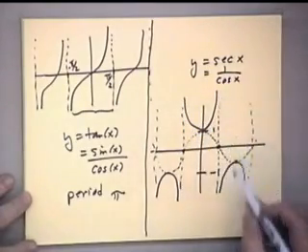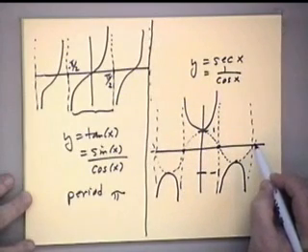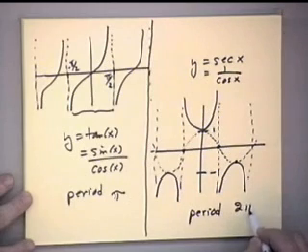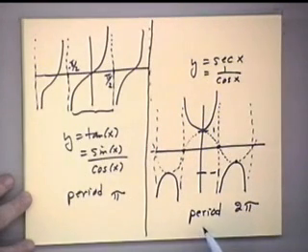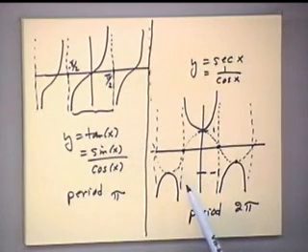And it takes 2 of these to get the whole picture of the secant function. And that is the same length as the period here of the cosine function. So the period of the secant function is, in fact, 2 pi. You should check the other 2 functions on your own to see that they have graphs that are built upon the functions they are built from.